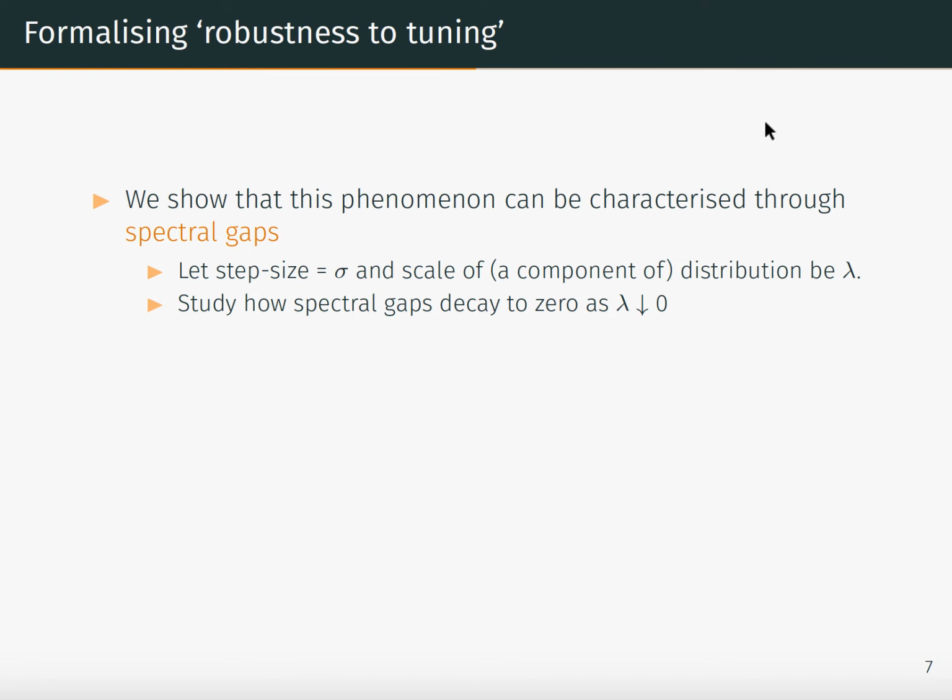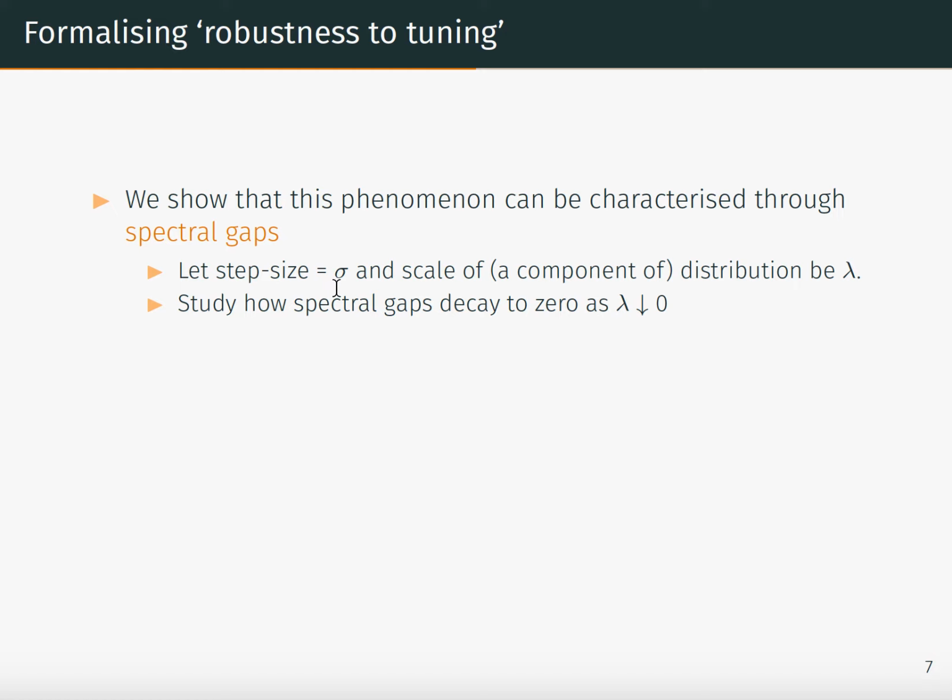So the first contribution we make is to formalize this idea. We show that this phenomenon of robustness to tuning can be characterized through the spectral gap of a Markov chain. The spectral gap is a general property of a Markov chain, and a larger spectral gap tends to mean a faster mixing Markov chain.